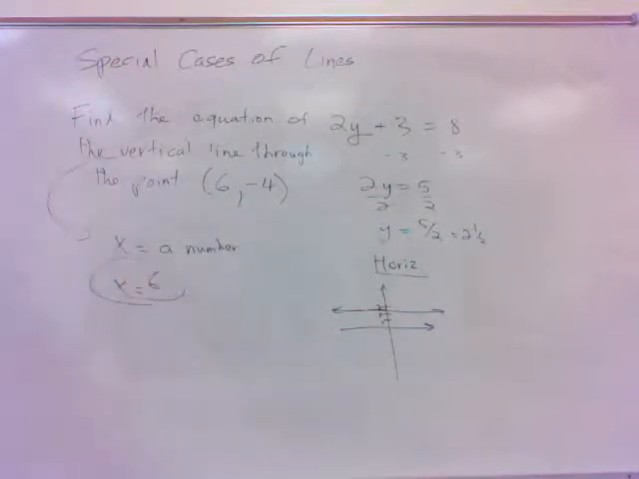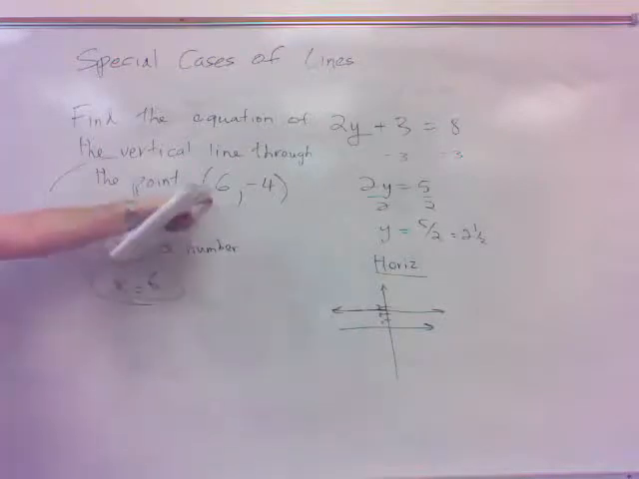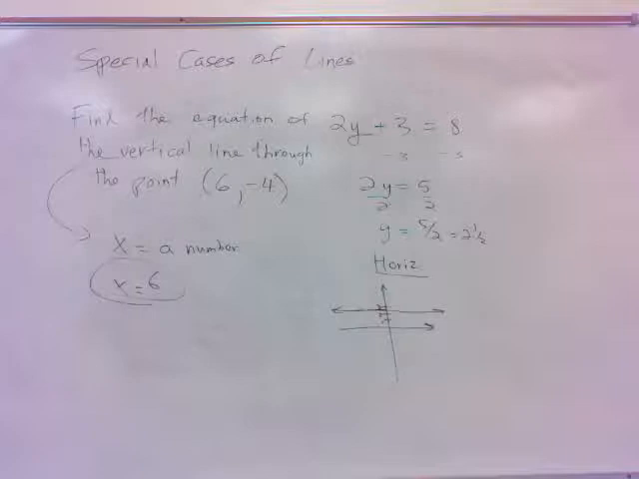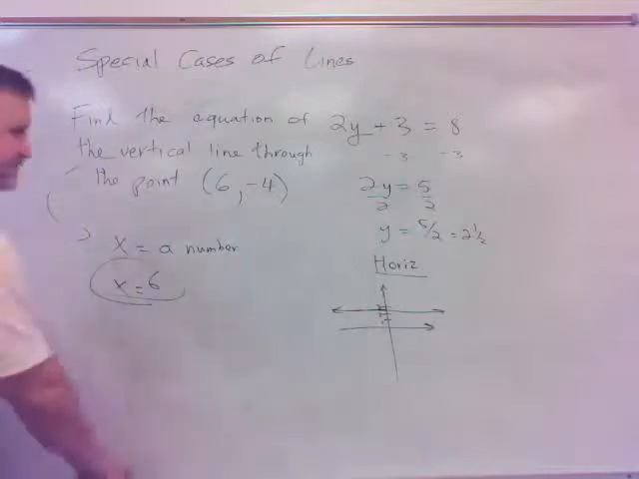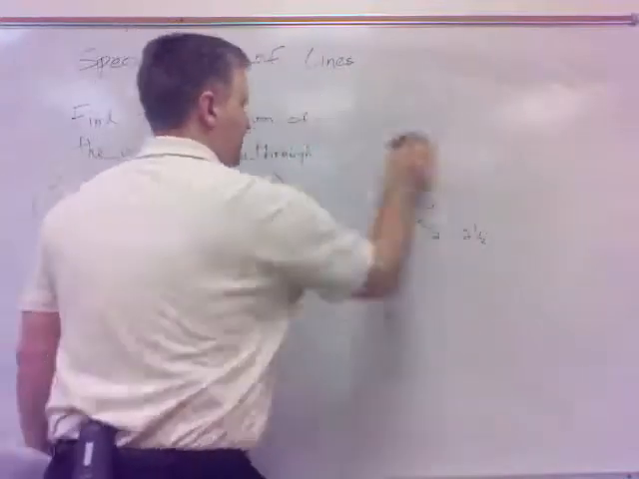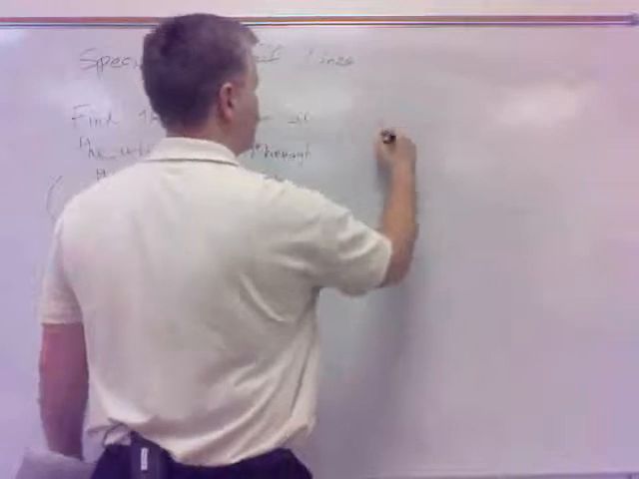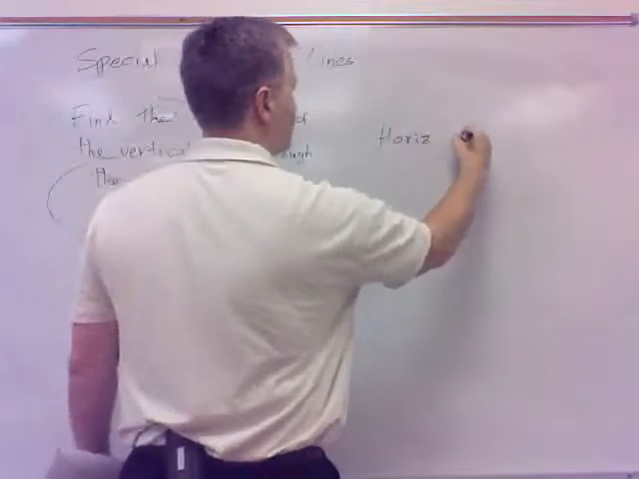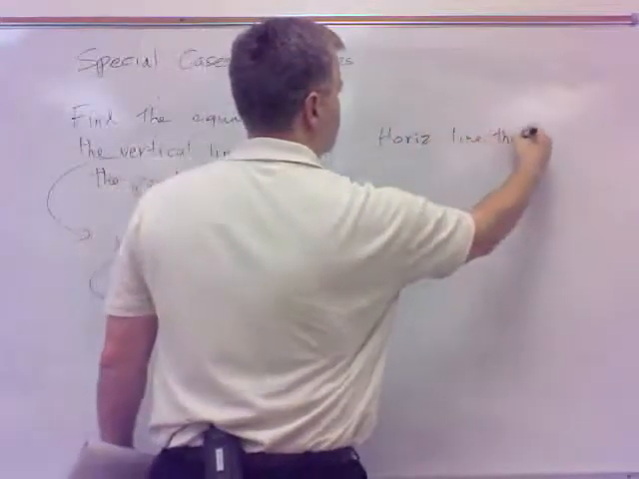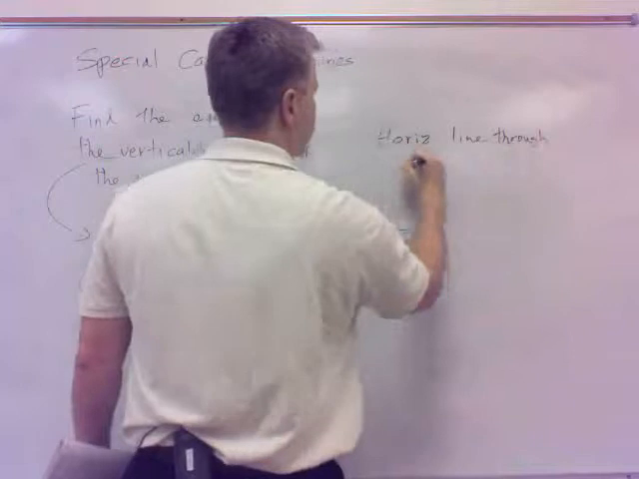It's a vertical line, so it's x equals a number. X equals 6, because that's what I've got in my xy coordinate point right there. Okay, so what if I wanted the reverse of that, I guess you might say? What about the horizontal line through 6, negative 4?